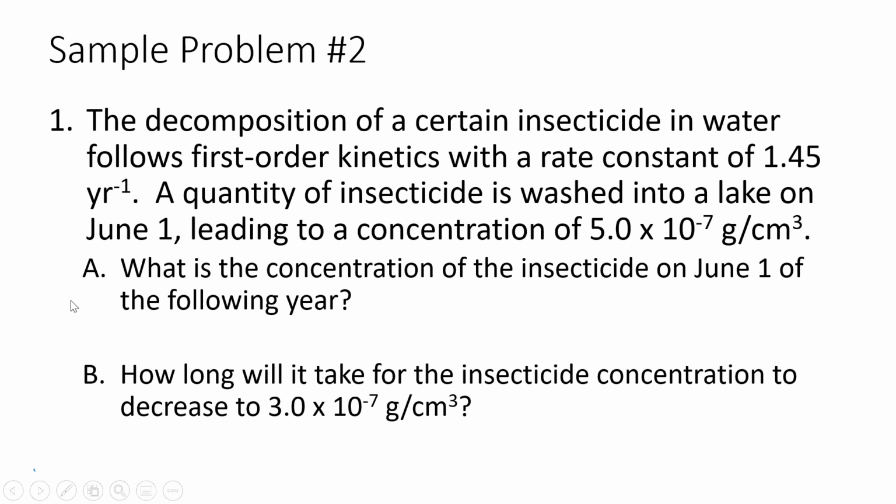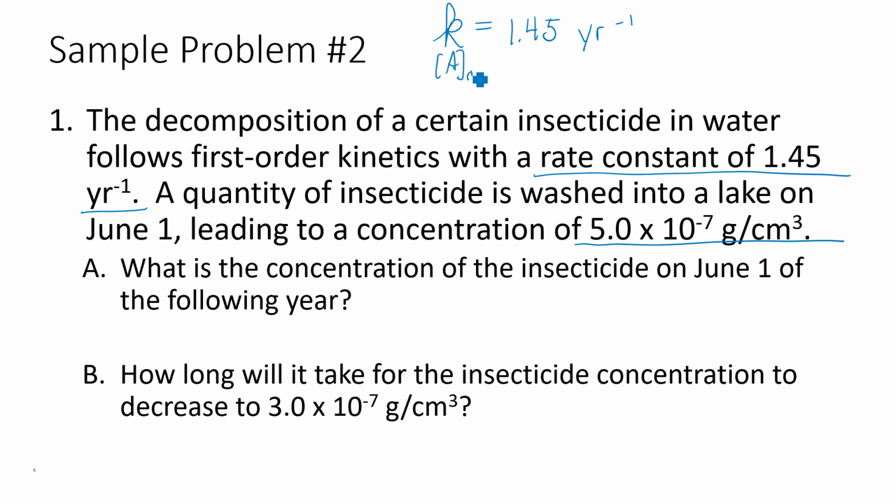Here is another problem. This one, we're not looking at graphs, but we're just reading through the problem. Let's look at the information we know. We've got a rate constant given, so we've got a k value of 1.45 years^-1. And we've got some initial concentration, so I'm going to label that A sub 0, the concentration at time 0. That's 5 times 10^-7 grams per centimeter cubed. That's a different unit of concentration here, and that's okay.